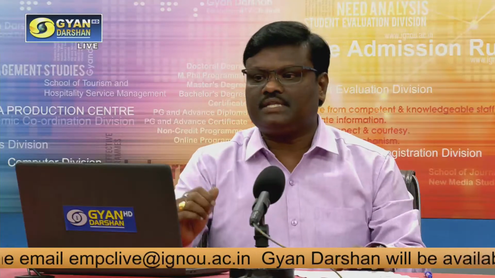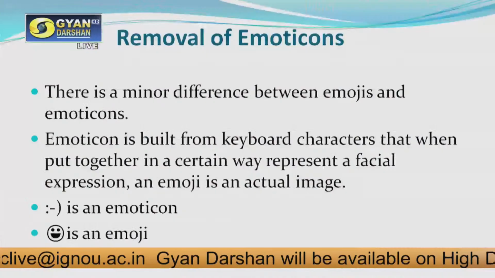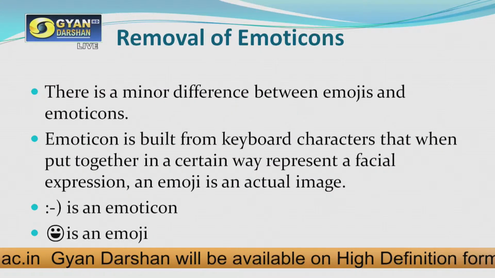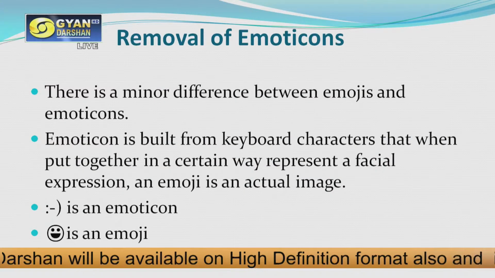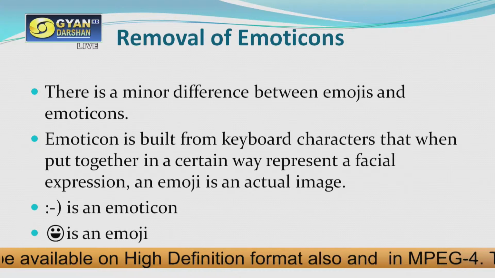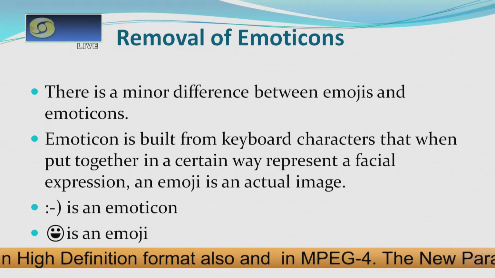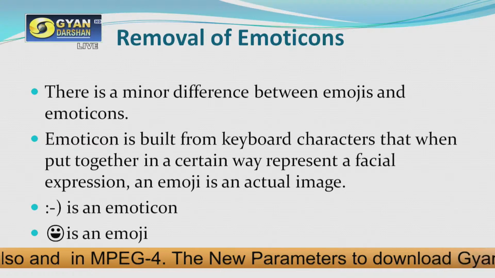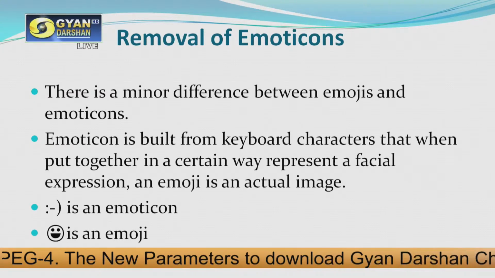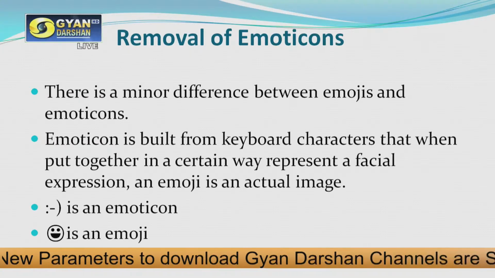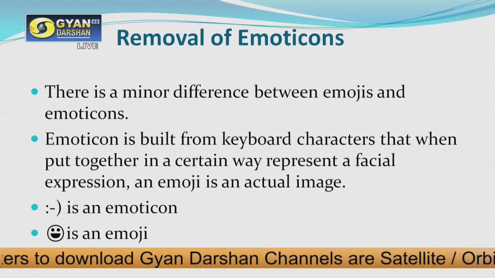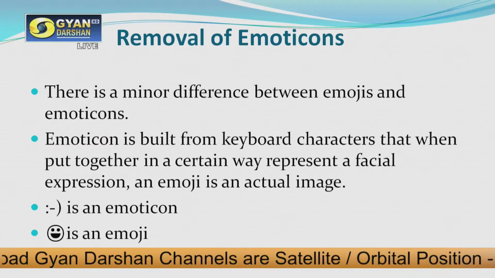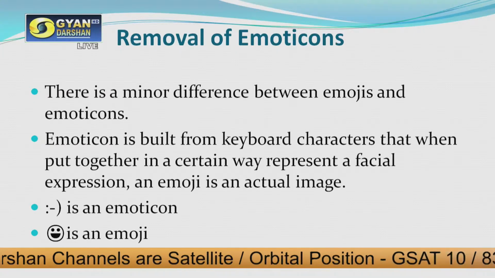So here you can see there is a minor difference between emojis and emoticons. An emoticon is built from the keyboard, as I had told you, using certain characters instead of the direct emoji. We can use the keyboard, like a colon and then the end brace, and replace it with a kind of smile. These particular things also need to be replaced, or removed, if they are not contributing to the insight.